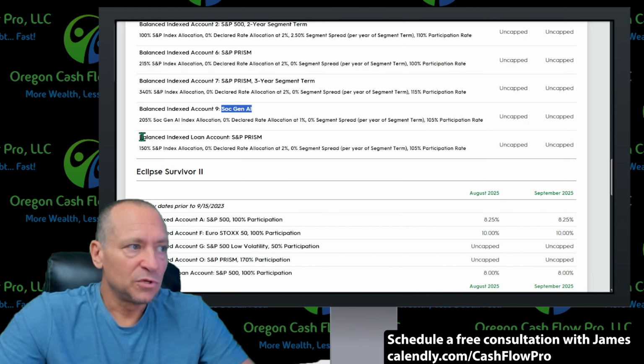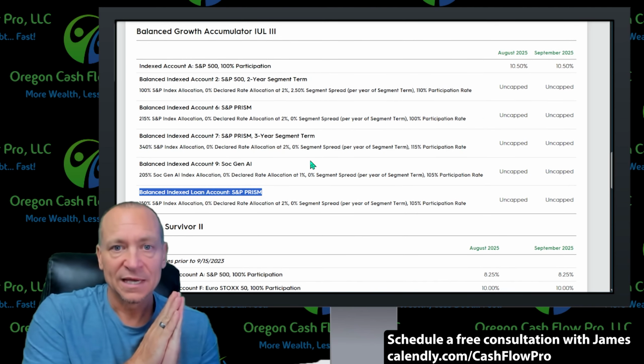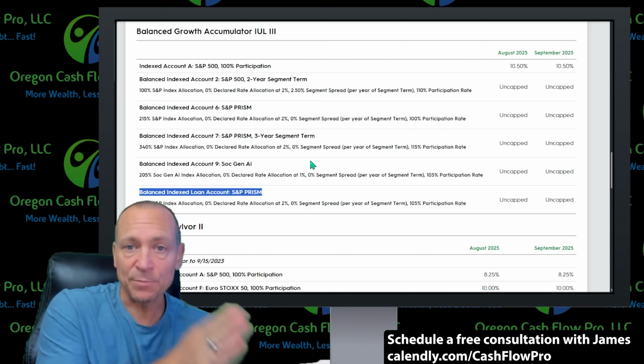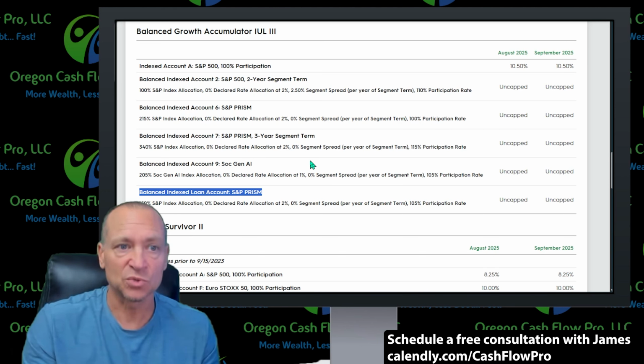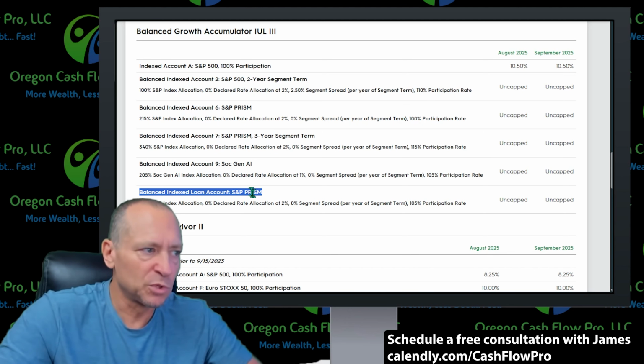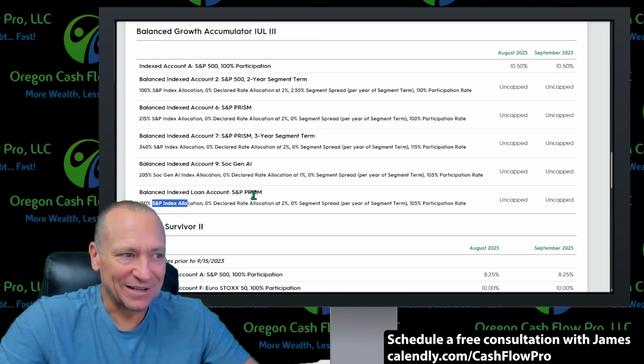Now, the other option, you have the index loan account. So if you do take out a loan, you can either have it be a loan that gets allocated to a separate index loan account, or it stays allocated to whatever your index options were, or you can do a fixed loan. So you have multiple options. But if you opt for their loan account, this is the allocation for that. It's uncapped. You get 150% in the S&P with 105% participation rate. 150% in the S&P Prism. This doesn't spell it out, but it's right here.